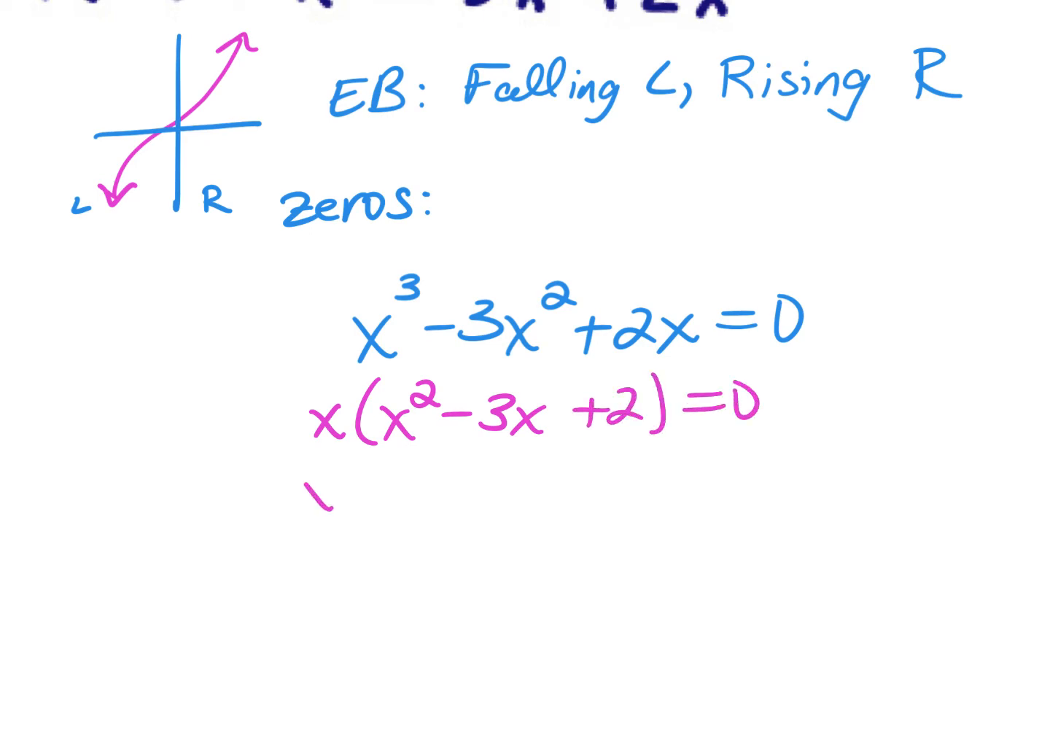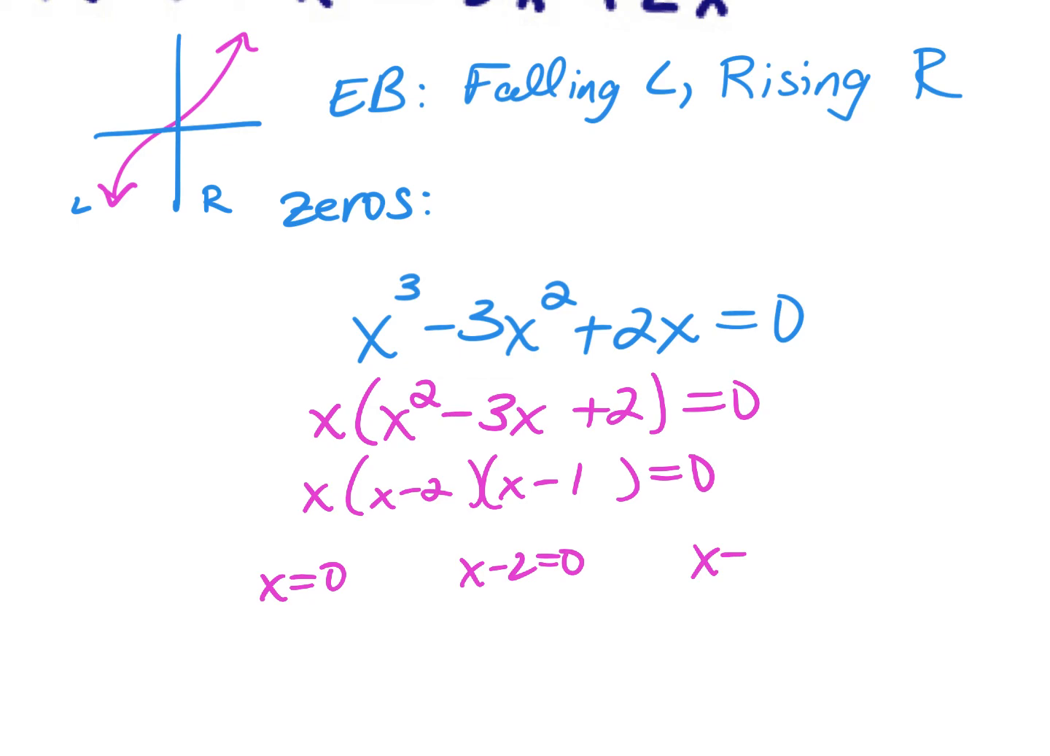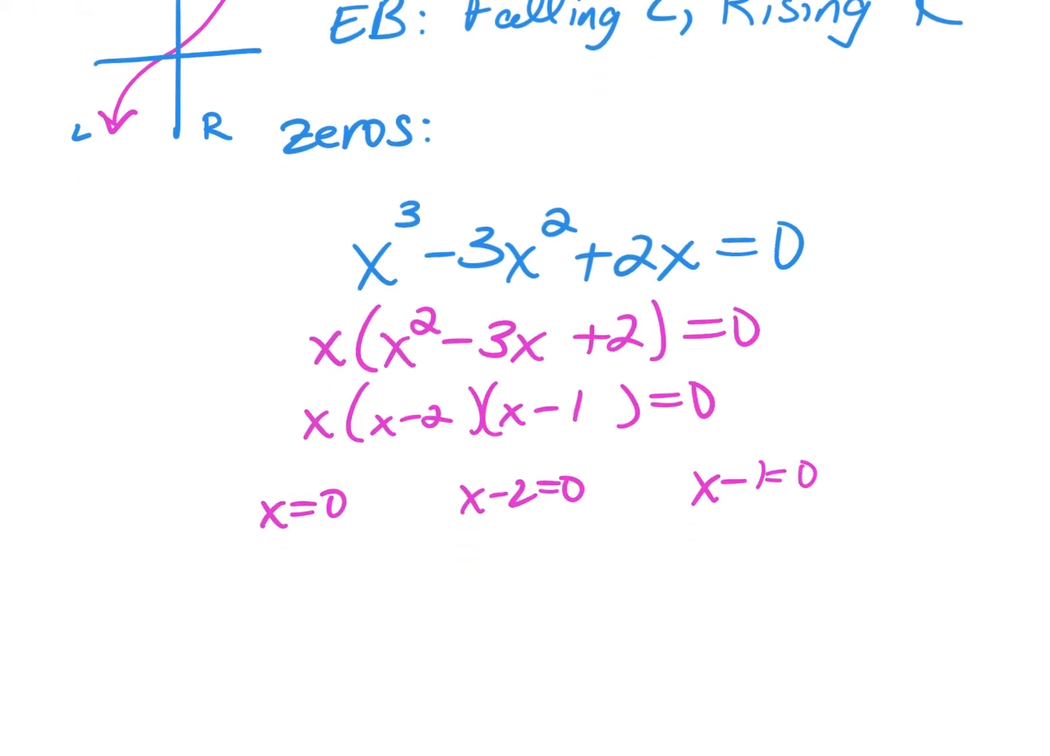Can I factor this anymore? Are there factors of positive 2 that multiply to give me a positive 2 but add to give me a negative 3? X minus 2, x minus 1. Perfect. Now what do I do to each piece? Set it equal to 0. How many answers do I have here? How many zeros? 3. X equals 0, x equals 2, x equals 1.